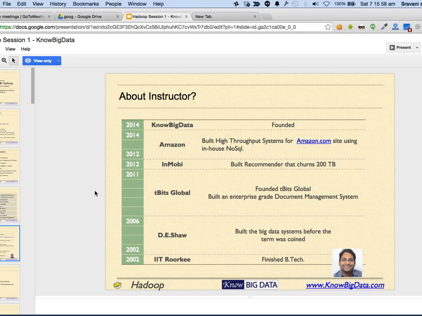So about myself, I'm Sandeep Giri. I passed from IIT Roorkee in 2002, and then I worked with a company called DE Shaw, where we were having the largest cluster at that point of time. We had a 10,000 node cluster in 2002. So we were working on big data before probably most of the companies. And afterwards, I started a company called Tbits Global for document management system. Afterwards, I joined a company called InMobi, where I built recommenders and similar big data solutions in my small sojourn there.